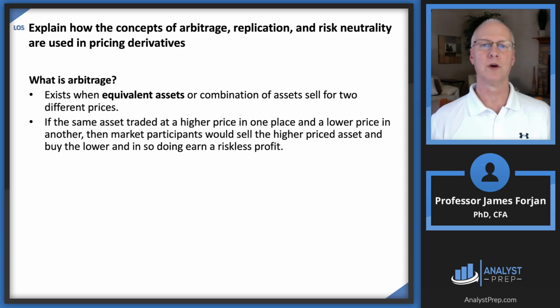So let's start with arbitrage. Let me give you a quick definition here. It exists when equivalent assets or combinations of assets sell for two different prices. The simplest example of all is, suppose a share of stock trades for $100 on the floor of the New York Stock Exchange and only $95 on the floor of the Philadelphia Stock Exchange. Well, you could go to Philadelphia and buy for $95 and then go to New York and sell for $100.